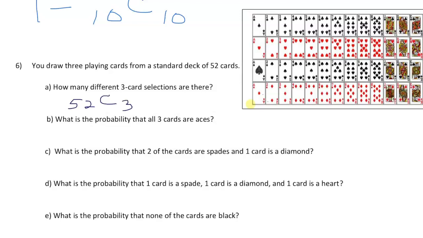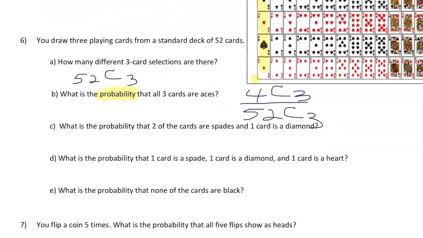Okay, what is the probability that all 3 cards are aces? So all 3 are aces. Well, there are 4 aces. The aces are all here. And also it's probability, so that's another thing, focus on that. So you need a denominator, and your denominator is 52 choose 3. Your numerator is going to be, I have 4 cards that are aces, I'm going to choose all 3 to be aces. And that would be your answer. And then you put that in your calculator.